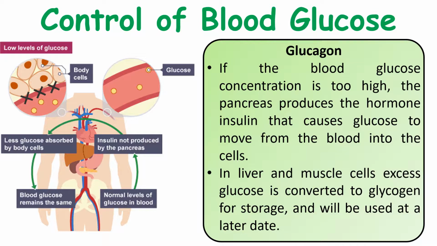So the second hormone that's involved is glucagon. Glucagon is released by the pancreas if blood glucose levels get too low. If blood glucose gets too low, this is detected by the pancreas. The pancreas will release glucagon, which travels around in the bloodstream until it gets to the liver. And this causes the liver to convert its stored glycogen back into glucose, which can then be released back into the bloodstream.